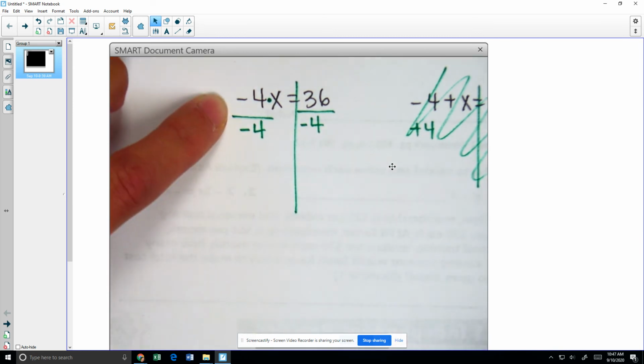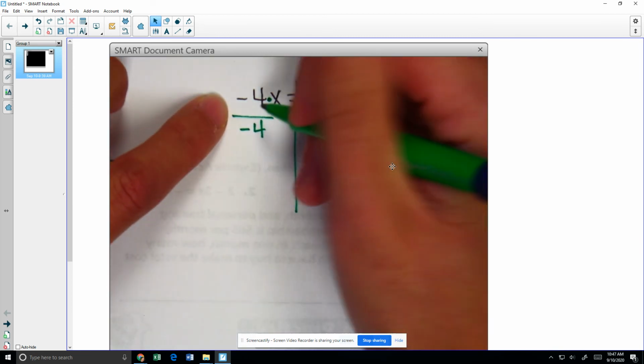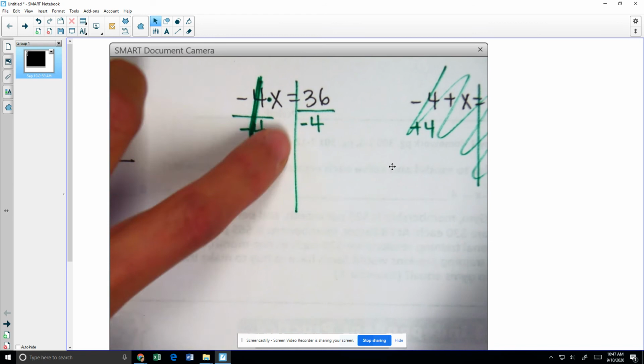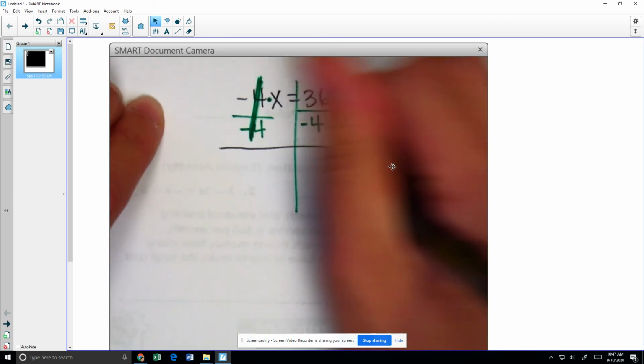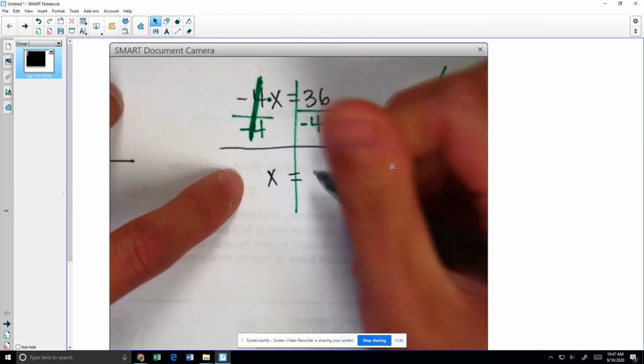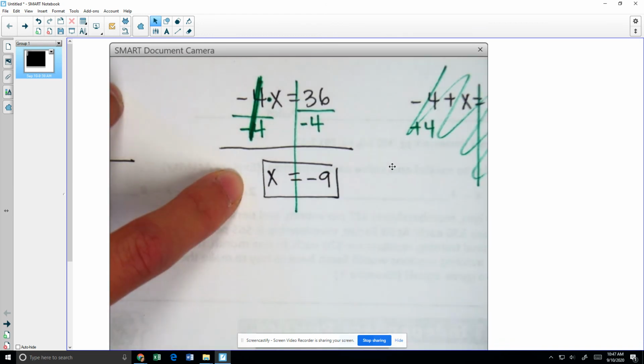And the reason why, again, is because -4 divided by -4 is 1. 1x is the same thing as saying x. I have x equals, use your calculator, -9.